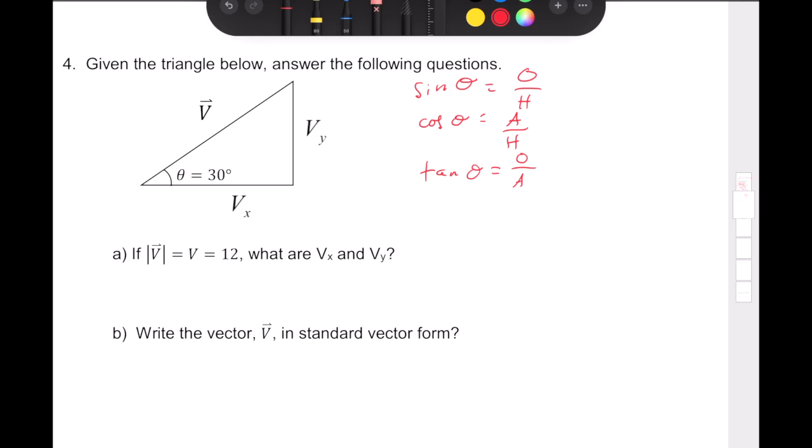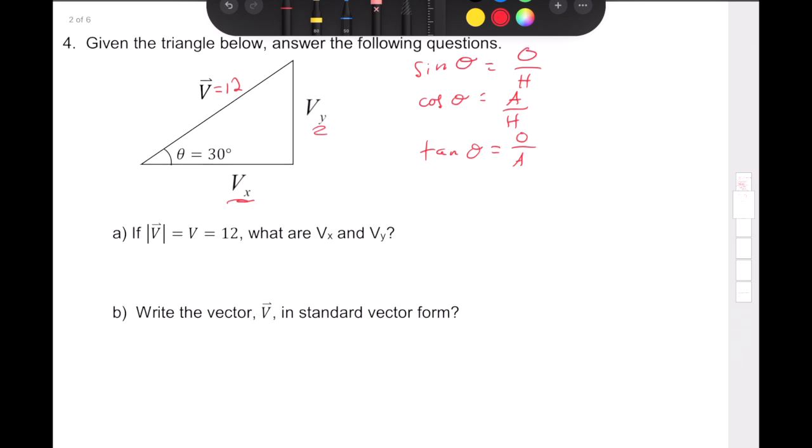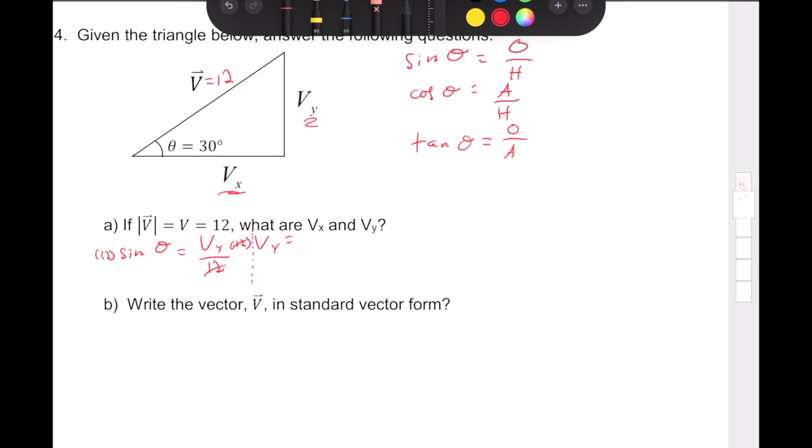So now they're going to ask us to use that math to find out what are Vx and Vy of this triangle. And they give us how big magnitude-wise the hypotenuse is, which is 12. It says what are Vx and Vy. Okay, easy day. So we know that the sine of that angle is, we'll do Vy first. So opposite over hypotenuse, which is 12. So that means Vy is, if we multiply both sides by 12, that'll cancel that out and give us Vy equals 12 sine of 30, and that is 6.